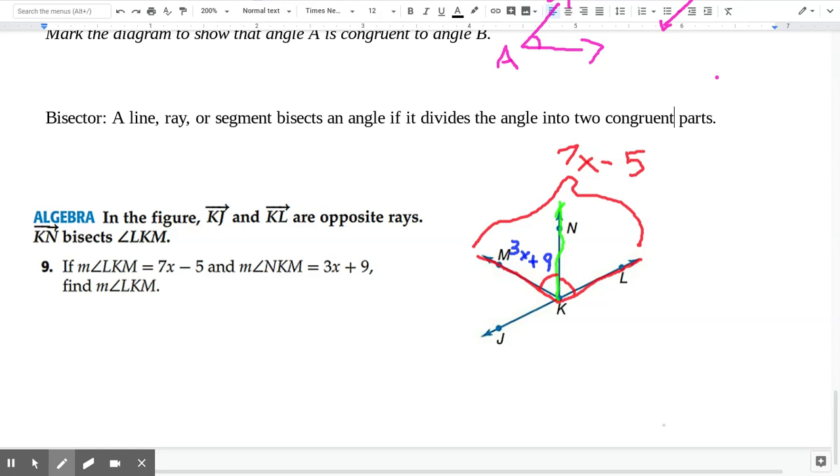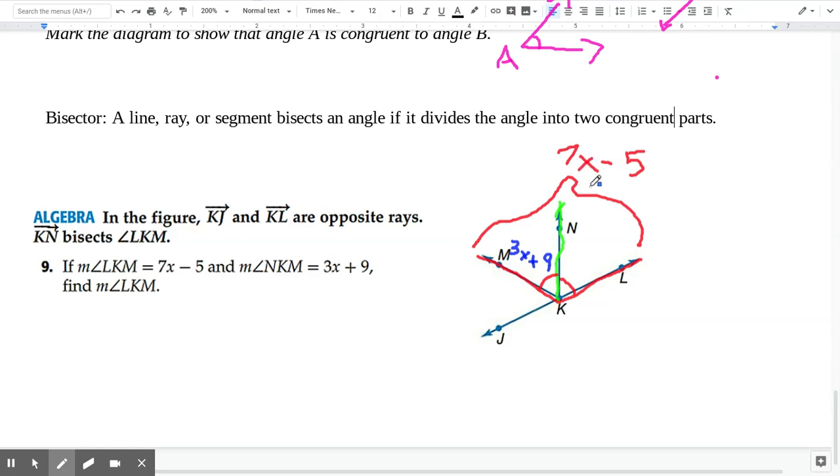Now, the key to geometry here is to think, not just do. Okay, that's the trick to geometry. Don't just do something to do something. So you need to find the measure of LKM. In order to do that, you need to solve for x so that you can substitute it in right here.